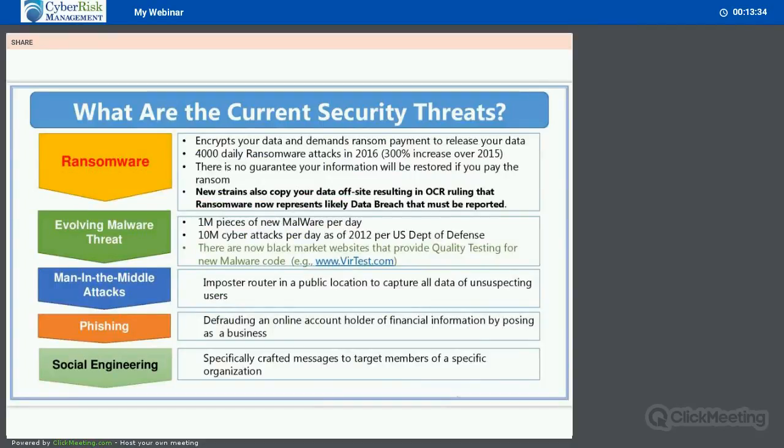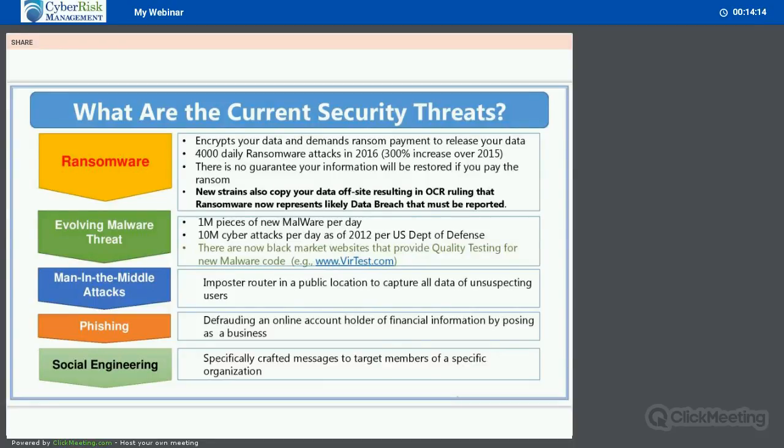So what are the current cybersecurity threats that are causing all these problems? Well, the first one is ransomware. And just as on the previous slide, ransomware now is considered a breach under the guidelines of HIPAA. It was a little ambiguous before 2016, but the Office of Civil Rights came out and made it very clear that ransomware is a breach, or likely represents a breach. There are a few instances in which it's not, but almost always it is.